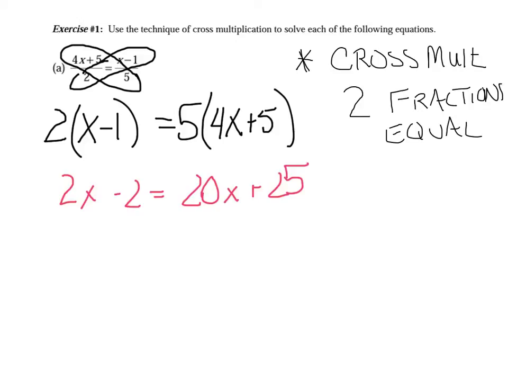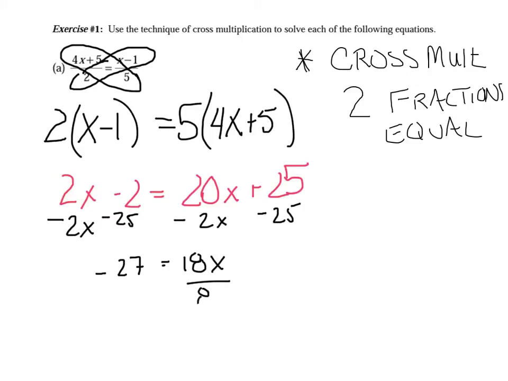And again, my goal is just to get the x's on one side, the numbers on the other. I'm going to subtract 2x from both sides. Let's see, subtract 25 from both sides. So I've got a negative 27 equals 18x. And I'll divide both sides by 18. Again, I want to get x by itself. So at this point, I'm just going to say x equals negative 27 over 18. And of course, I could probably reduce that. I can divide both of these by 9. So that's negative 3 divided by 2.